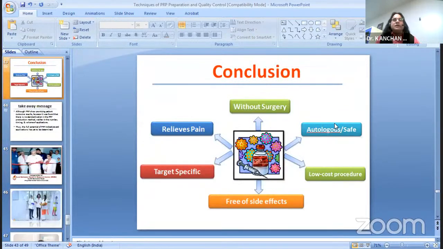So in the last, I conclude PRP is without surgery, right? So very important, there's no need to go for surgery. The same day you can take PRP, come to the OPD and go home. It is autologous, safe, no need to worry. Low cost procedure, free of side effects. Target specific, very important, target specific. People say PRP doesn't have any mechanism, no molecular mechanism, or to relieve pain, right?